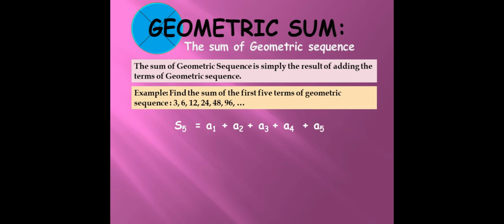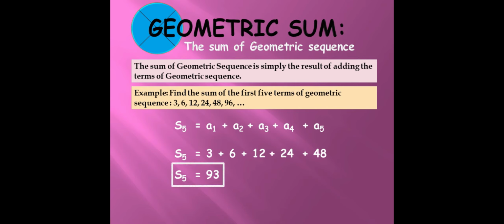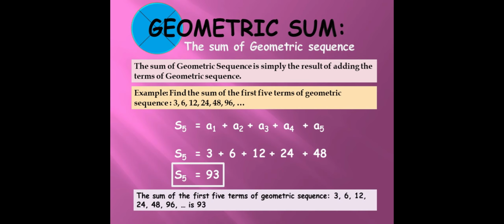So, depende yun sa given questions, no? So, therefore, so ito na siya. Yung A sub 1 natin is 3, A sub 2 is 6, A sub 3 is 12, A sub 4 is 24, and A sub 5 is 48. So, i-add lang natin yan lahat. So, therefore, the sum of the first 5 terms of that given geometric sequence is equal to 93. Okay? So, ganun lang kadali.